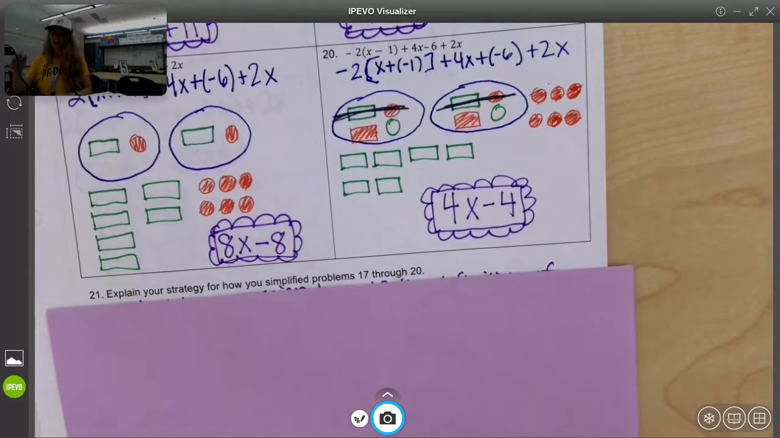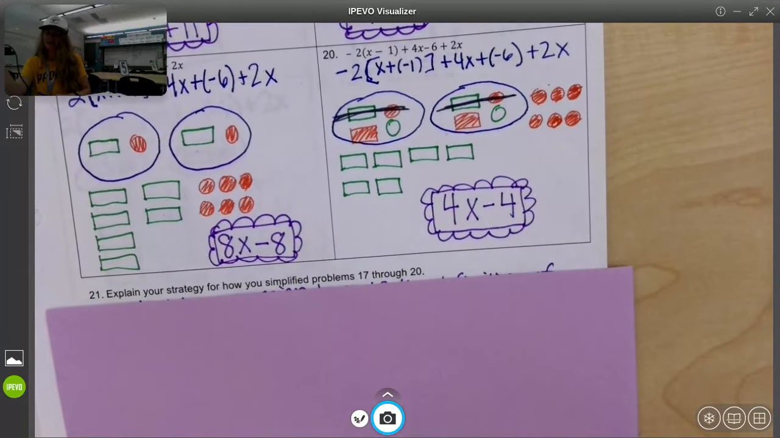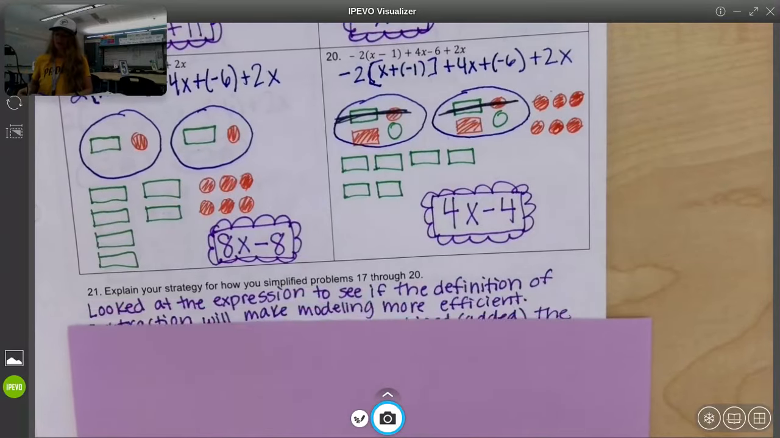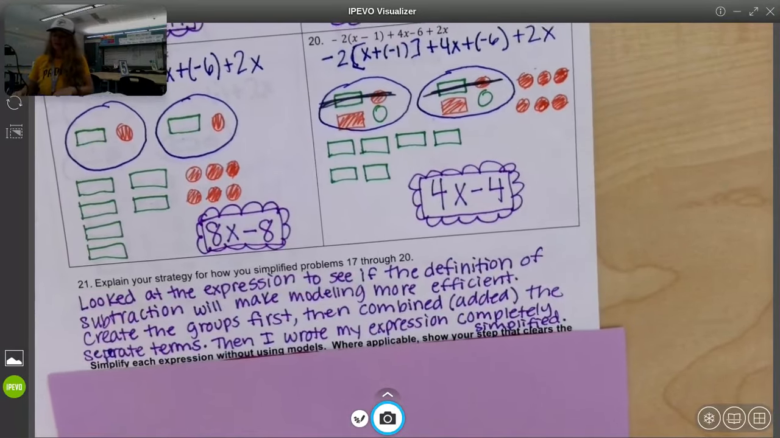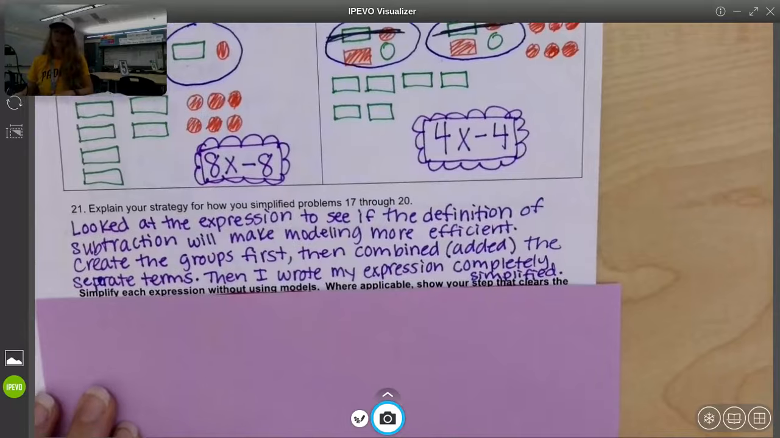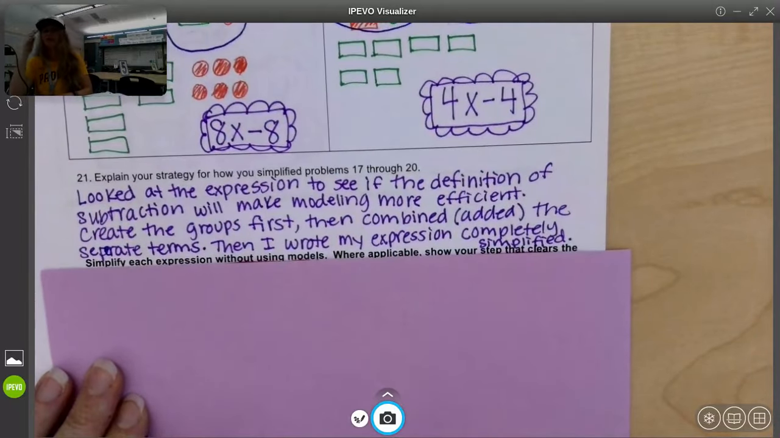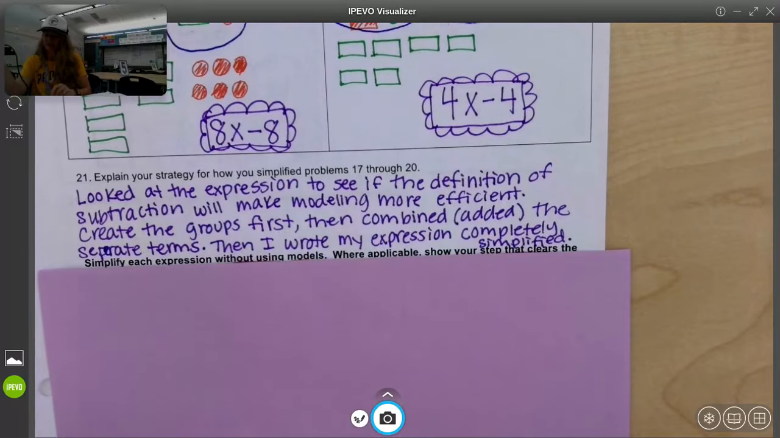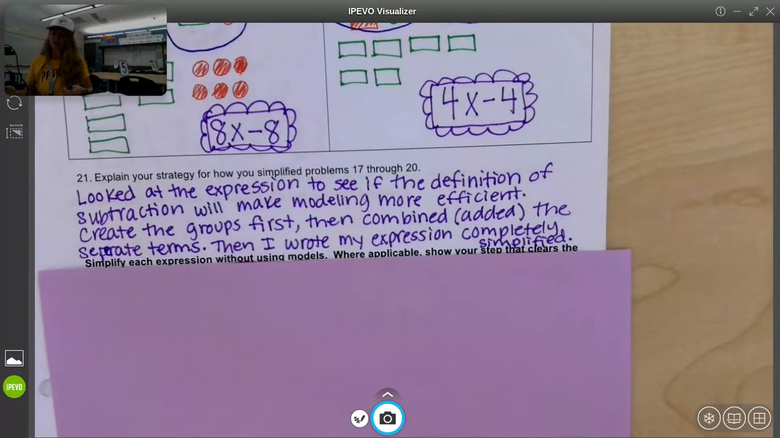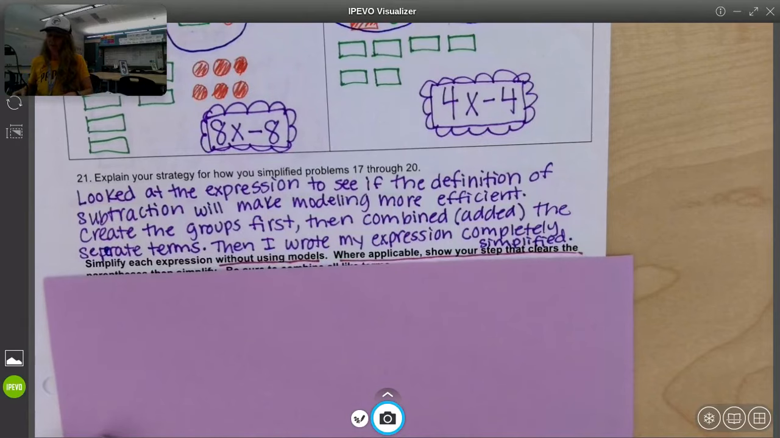So the big question, what was our strategy when you simplified 17 through 20? Something that's really important is we needed to look at the expression to see if the definition of subtraction is going to make modeling more efficient. And then we created the groups first and then combined or added the separate terms. And then I wrote my expression completely simplified. So that was my strategy. Maybe yours is a little bit different, but we do want to look and see if that definition of subtraction is going to make this easier.